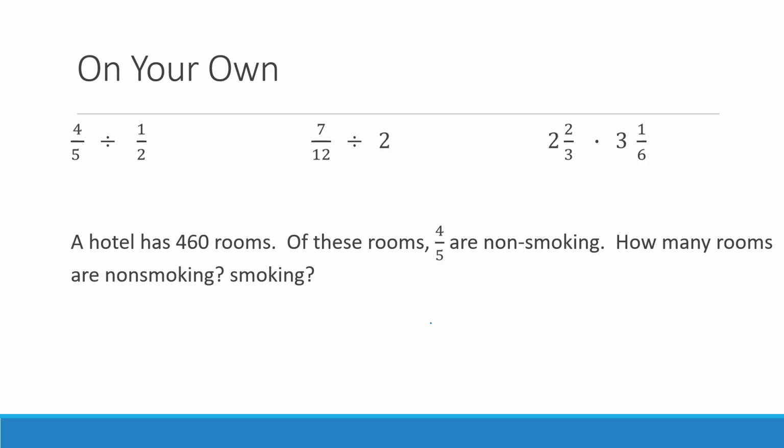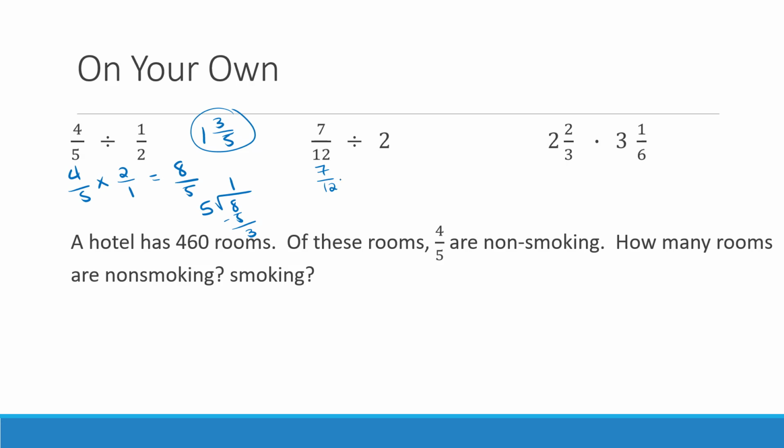I want you to pause the video and try some on your own, and when you're ready, hit play to check your answer. Now this first one is division, so I'm going to flip that second fraction and make it 2 over 1. I'm going to multiply straight across, which is going to give me 8 over 5. That's not pretty. Numerator is bigger than the denominator. If I changed it to a mixed number, 5 goes into 8 one time with a remainder of 3. So 1 3/5 would be my final answer here.